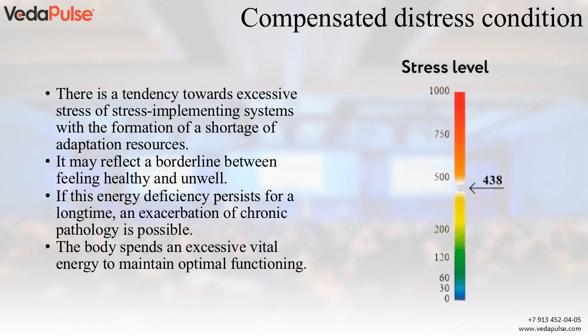When you see that this index has moved into the yellow zone, into a state of compensated distress, the strain and autonomic dysfunction are already quite pronounced, but the body still has the resources to compensate. But this already requires the prescription of autonomic regulators, comprehensive correction protocols, and stress-limiting therapy, including the use of herbal tranquilizers and so on.